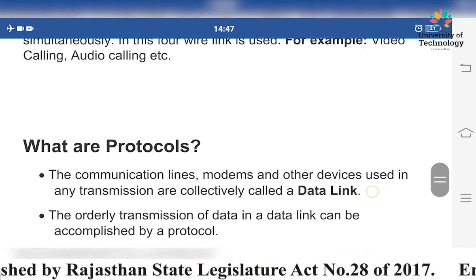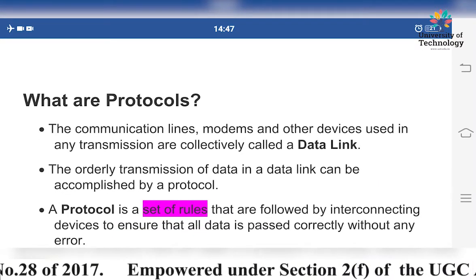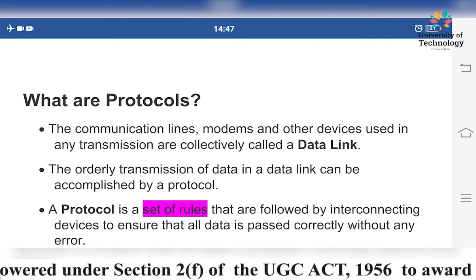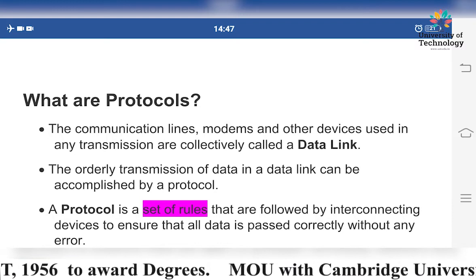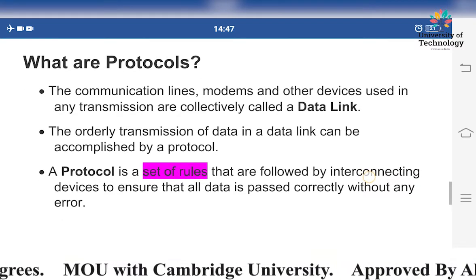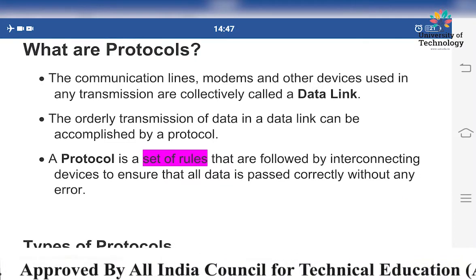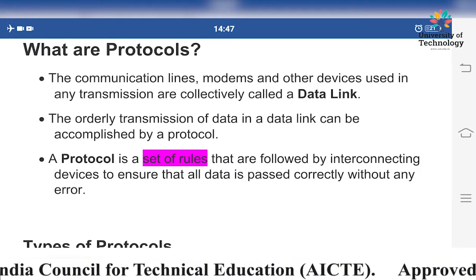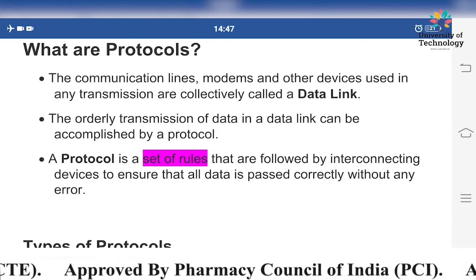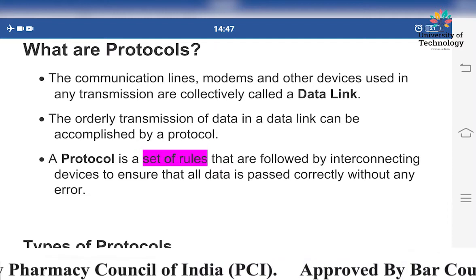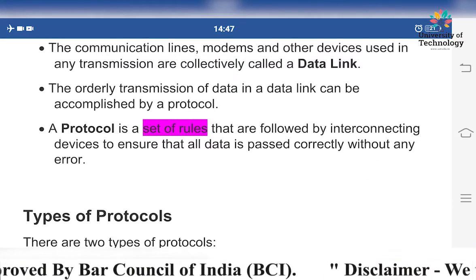Now today we are going to discuss protocol, right? So what is protocol? This is something that we are going to discuss today. The communication lines, modems and other devices used in any transmission are collectively called data links. What is a data link? A data link is communication lines, modems and other devices. All the devices that are used for transmission, we call them data links. Now the orderly transmission of data in a data link can be accomplished by a protocol.